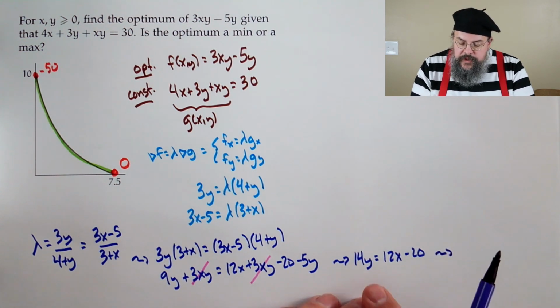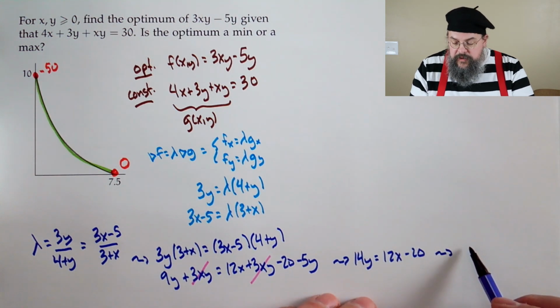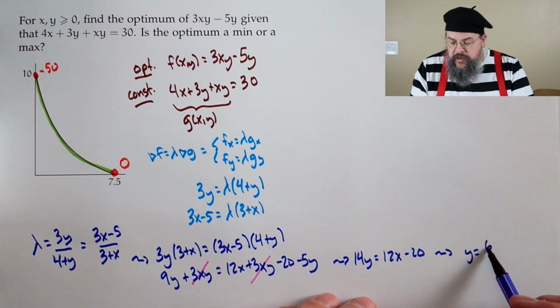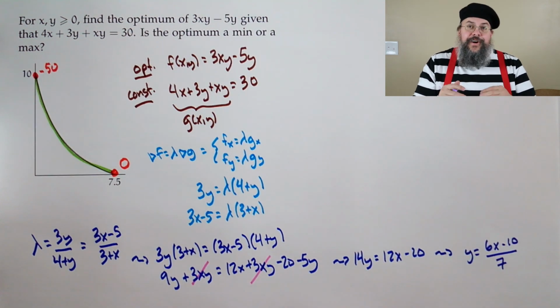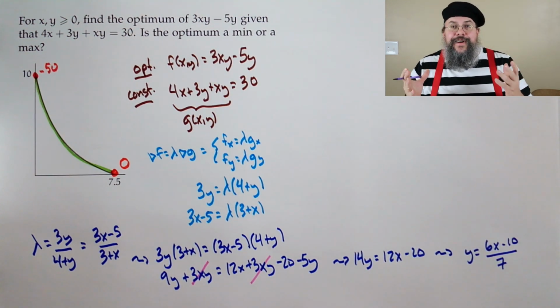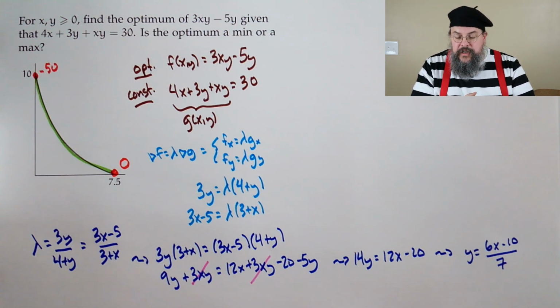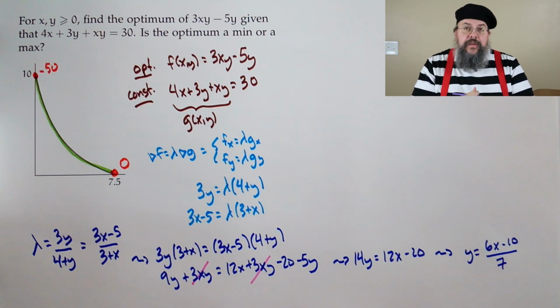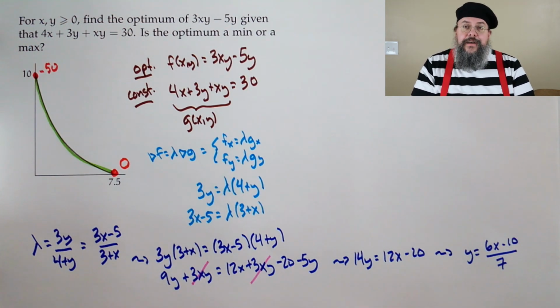If we first notice, divide everything by 2 because they all are even, then we'd have 6x minus 10 over 7. All right, so now we have a nice relationship for y. And, all right, so what does that say? Well, it says that if we're at the optimum, where the gradients are parallel, we need to have 6x minus 10 over 7 equals y.